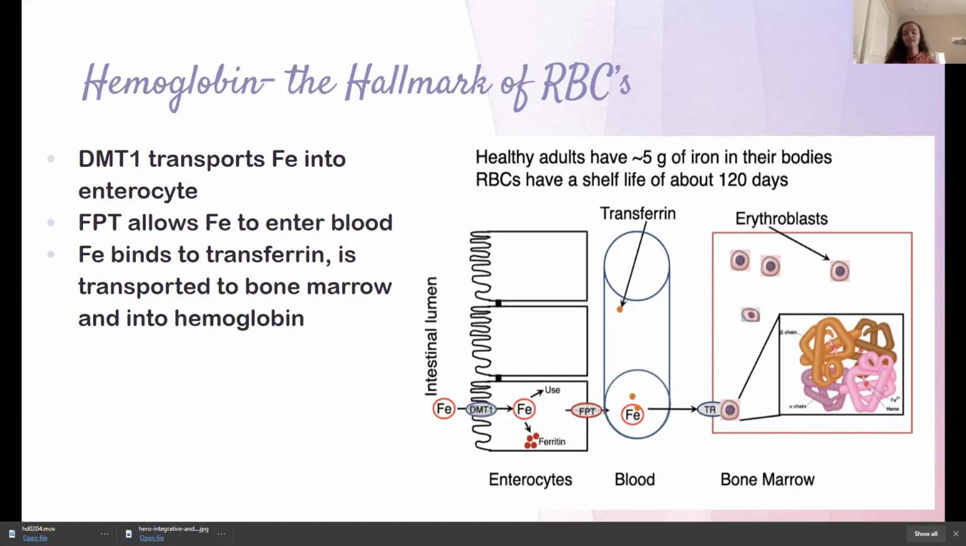And if you can see here in the diagram, the transferrin facilitates the movement of the iron into the erythroblasts, and erythroblasts are basically like immature red blood cells, essentially. And so the binding of iron onto hemoglobin is one of the most important steps in red blood cell maturation.